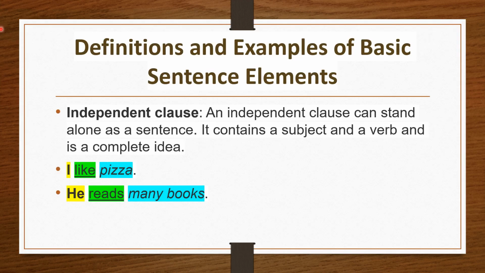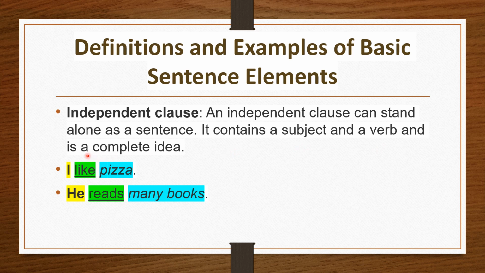Okay, so first of all, we need to know some definitions and examples of basic sentence elements. First definition we need to know is the independent clause. What's the independent clause? An independent clause can stand alone as a sentence. It contains a subject, a verb, and is a complete idea. It gives you a complete meaning.